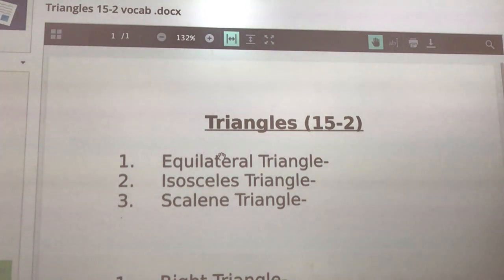Go try the one on the wall. Writing your words and your definition, guys.